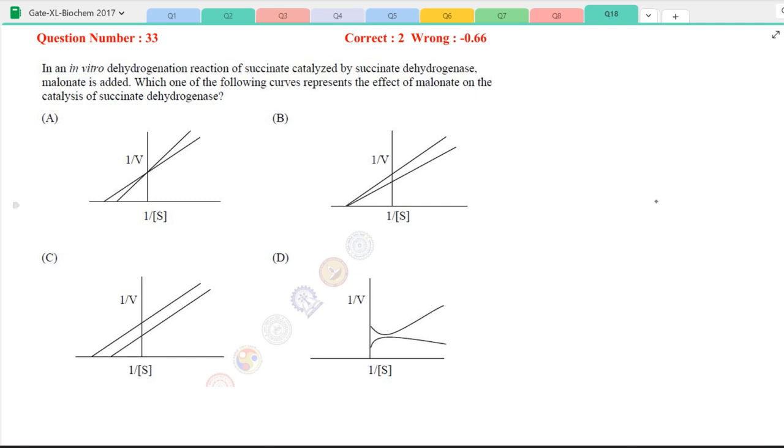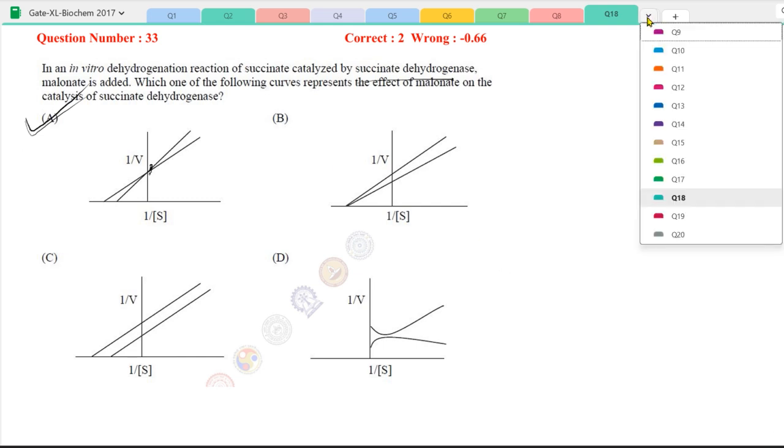So here, in an in vitro dehydrogenation reaction of succinate catalyzed by succinate dehydrogenase, malonate is added. Which one of the following curves represents the effect of malonate on the catalysis of succinate dehydrogenase? So it's basically a competitive inhibition reaction, and the correct answer here is option A. If you look at this graph, this particular graph represents that malonate is inhibiting the reaction of succinate being converted to the next product by the succinate dehydrogenase reaction. So the correct answer here that describes this inhibition reaction is option A. Moving on to the next question.